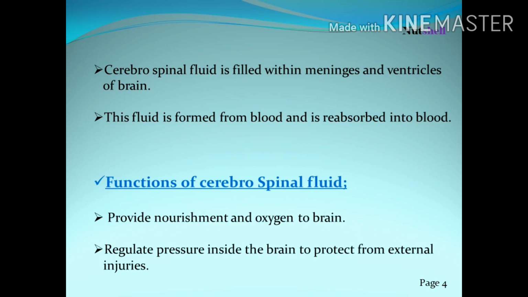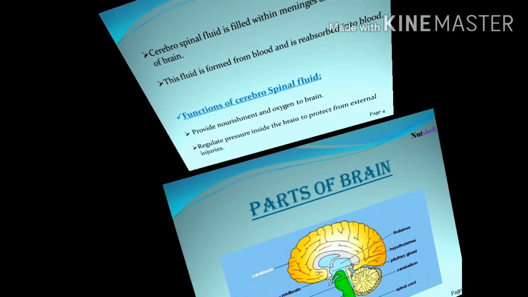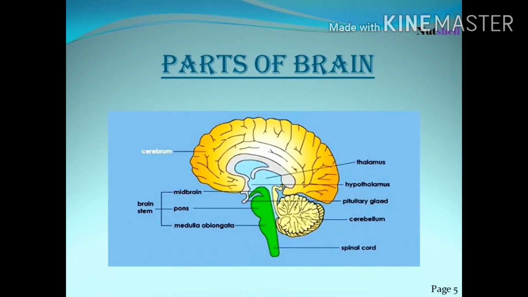Now, let's talk about the functions of cerebrospinal fluid. It provides nourishment and oxygen to the brain. Moreover, it regulates pressure inside the brain to protect it from external injuries.